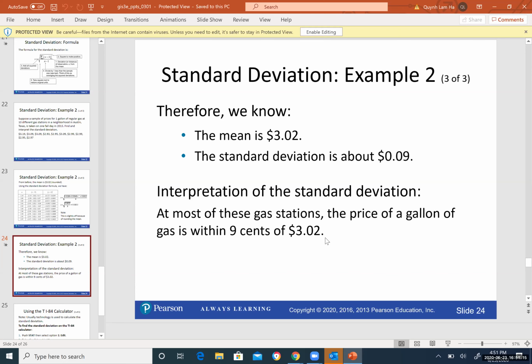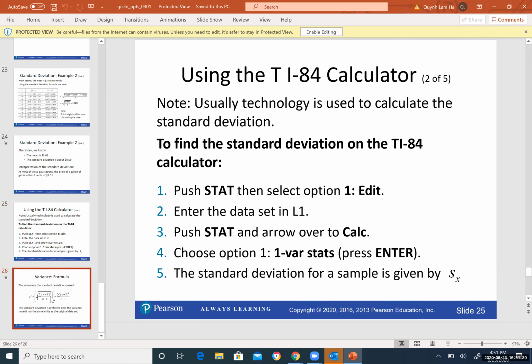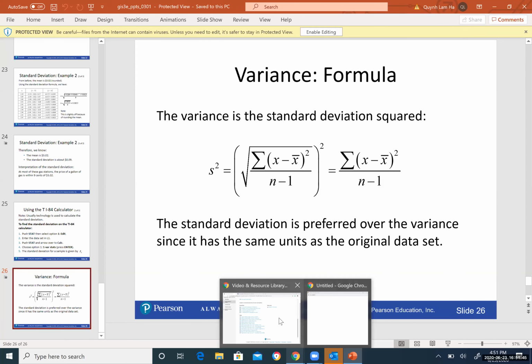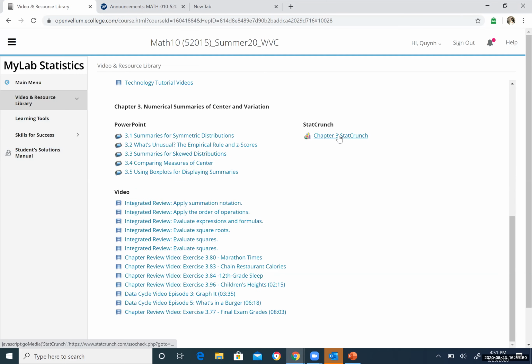And later on, you will do the same thing. This is how you run StatCrunch and how to run the TI-84. For StatCrunch, it's very simple. So let me walk you through StatCrunch right now to see how you can compute it. It's very simple anyway. Hopefully it won't take a lot of time. So I go to StatCrunch. Let's say StatCrunch for chapter 3.